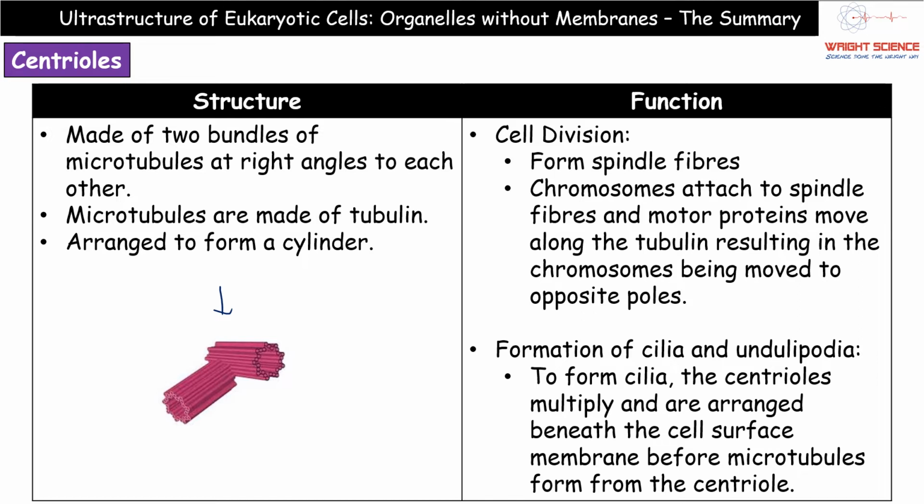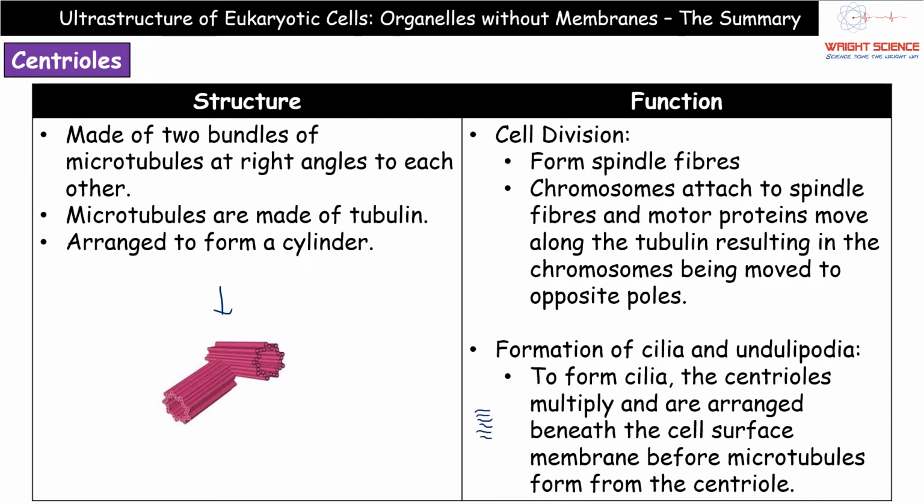Now, hopefully we remember the cilia are located within things like your respiratory system, for example, and they are going to be very important in obviously moving things like mucus around. To form those cilia, the centrioles are going to multiply. They then arrange themselves just beneath the cell surface membrane, and then microtubules form from the centriole and the membrane is stretched around them. And if we remember, when we think about what those cilia look like, they're all these little tiny hair-like projections from the surface of the cell.